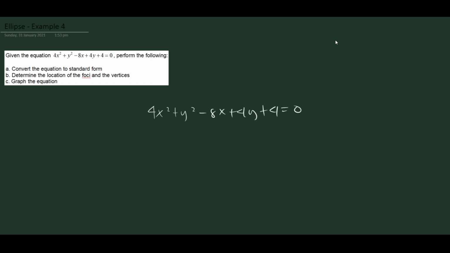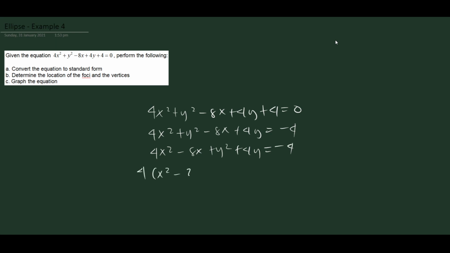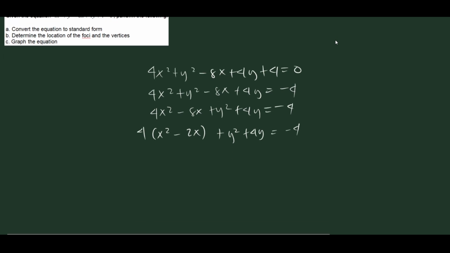We can start by subtracting 4 from both sides. Is equal to negative 4. Then we can group the x terms: 4x squared minus 8x plus y squared plus 4y is equal to negative 4. Okay, so we can factor out a 4 here. So we have 4 times x squared minus 2x plus y squared plus 4y is equal to negative 4.